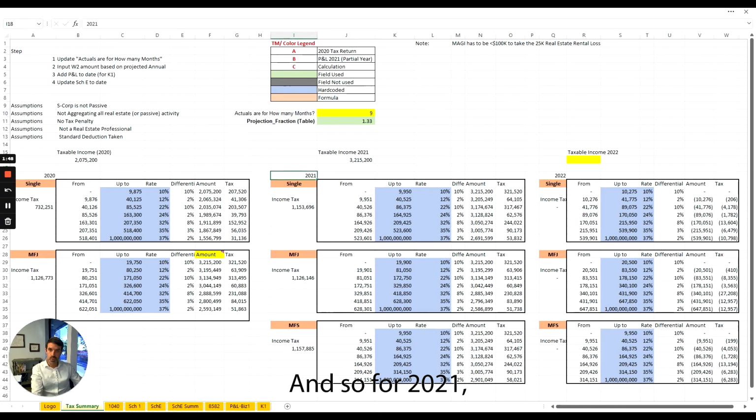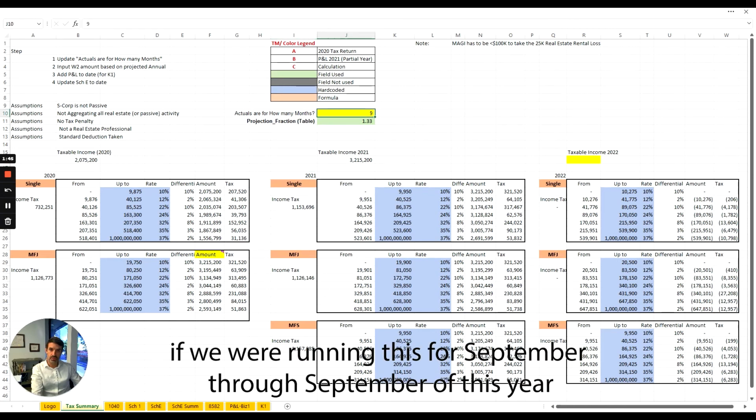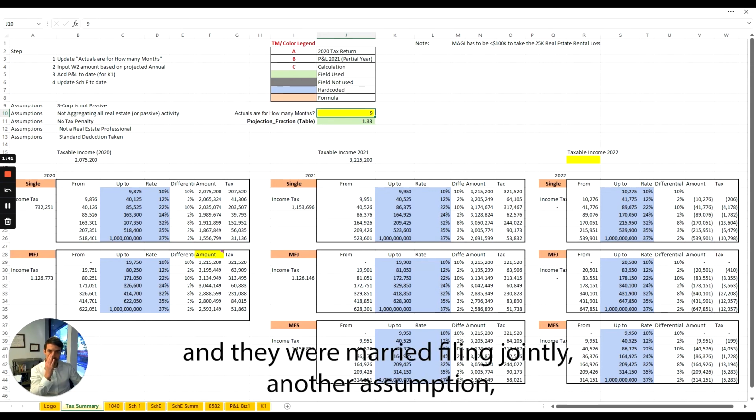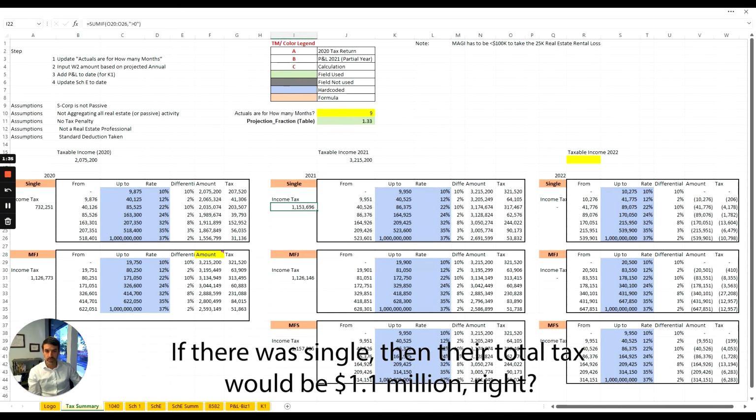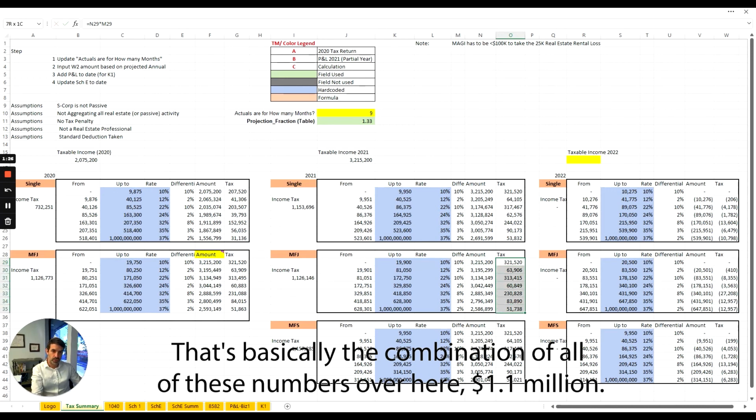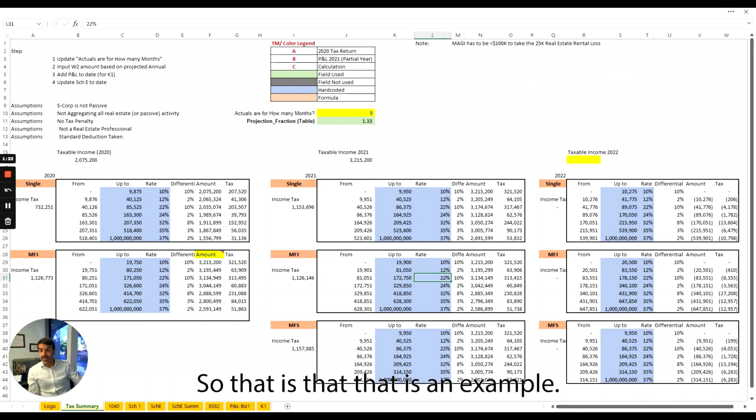And so for 2021, if we were running this for September through September of this year, and let's say they were married filing jointly, another assumption, right? Well, I guess it doesn't make a difference. We could just look over here at what it would be if they were single. Then their total tax would be $1.1 million. Right? That's basically the combination of all of these numbers over here, $1.1 million. So that is that. That is an example. That is a tax plan, a tax projection.